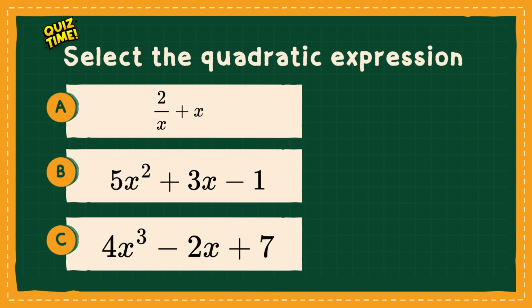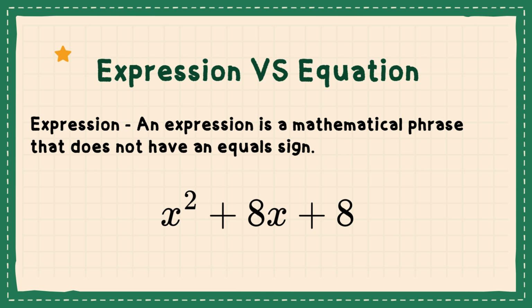Now, if you selected B as your answer, you are correct because you're seeing x squared as the highest power in that expression. Now, what is the difference between an expression and an equation? You've been hearing me talk about expression and equation a few times so far in the presentation. So, an expression is a mathematical phrase that does not have an equal sign. Remember, it does not have an equal sign.